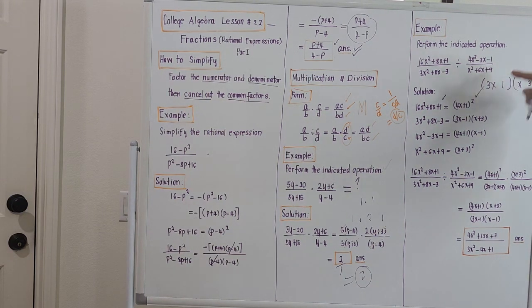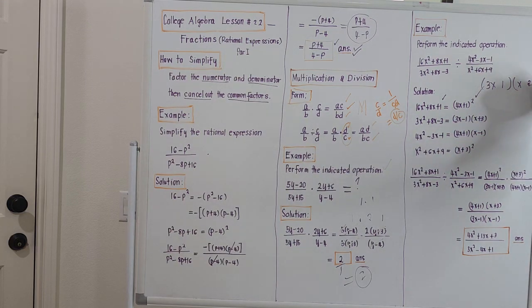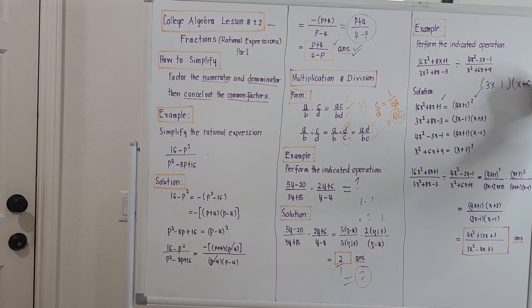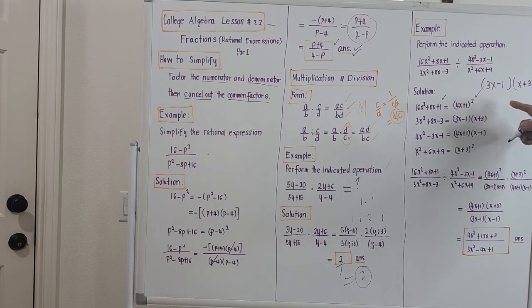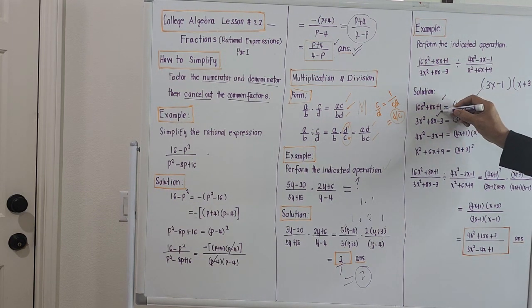Because 3x times x will be 3x squared, and the possible factors of 3 are 1 and 3, okay? But let's try to look for the proper sign, the proper sign for us to bring out the correct middle term. The middle term is actually 8x, right? So this should be plus, and this should be minus. So if we check the middle term, negative x plus 9x is actually 8x.